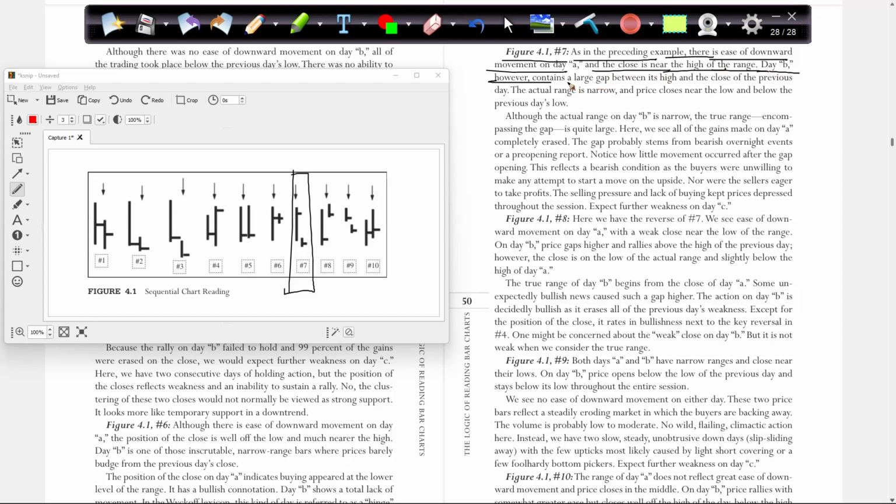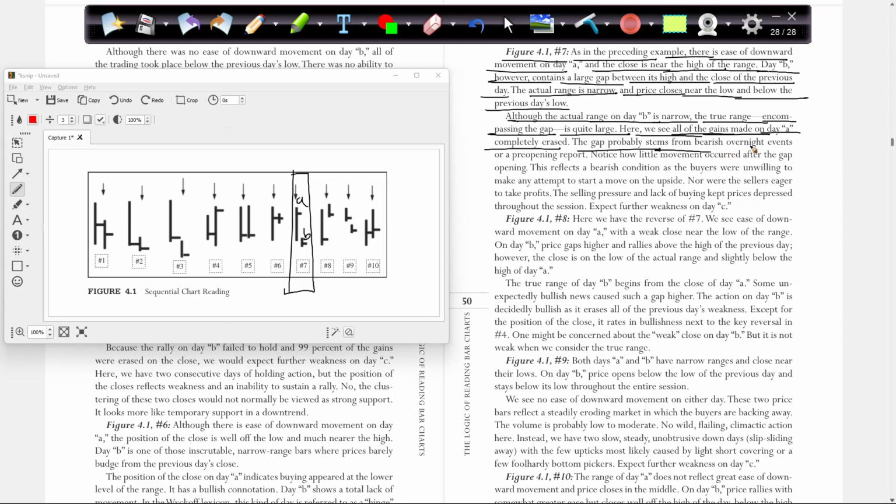Day B, however, contains a large gap between its high and close of the previous day. The actual range is narrow and price closes near the low and below the previous day's low. Although the actual range on day B is narrow, the true range encompassing the gap is quite large. Here we see all of the gains made on day A completely erased.